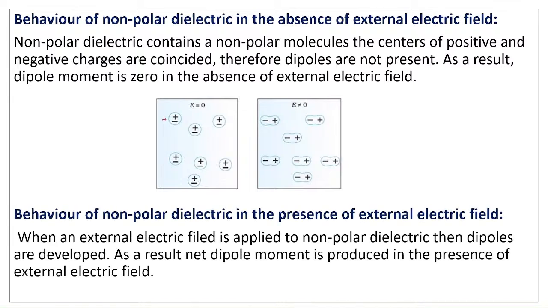Behavior of a nonpolar dielectric in the presence of an external electric field. When an external electric field is applied to a nonpolar dielectric, then dipoles are developed. As a result, a net dipole moment is produced in the presence of the external electric field.